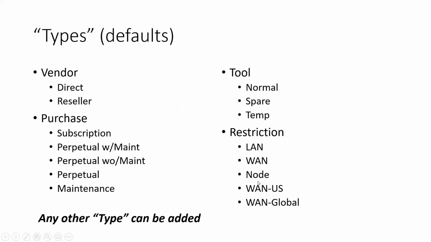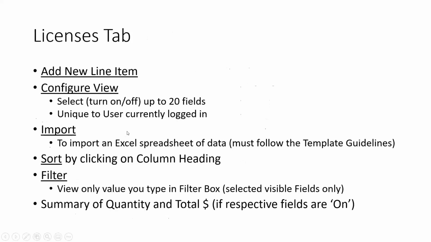Now let me go over these. These are just a review of the types. These are the defaults that are in the system when you first get it. So for vendor types, we have direct, reseller. For purchase types, we have subscription, perpetual, with maintenance, without. We have perpetual only. We have maintenance. For tool types, we have normal, spare, temp. For restriction types, we have LAN, WAN, node, WAN US, WAN global. These are the defaults, but any other type can be added in the various categories here.